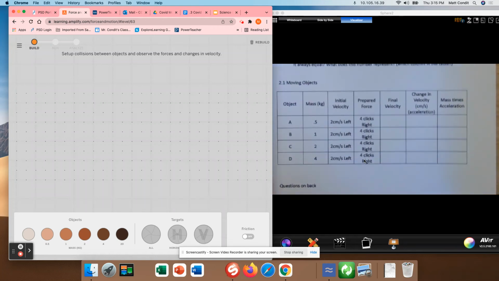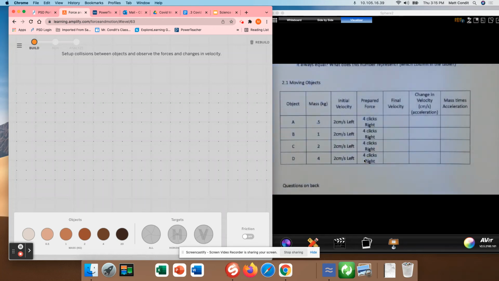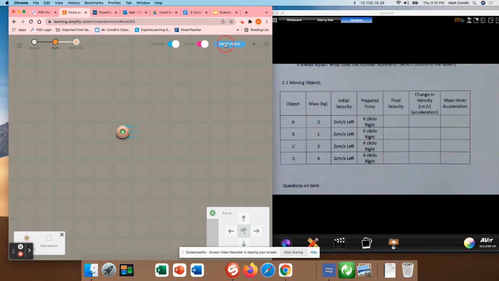And the second table looks very much like the first table. The only difference is the initial velocities: these are moving. That's why it says moving objects. So now we need to make it go 2 centimeters a second to the left. So I would just have to get out my 0.5. I would have to make it go 2 centimeters to the left. Notice that I'm applying the same force as last time, which is 4 clicks to the right. I run it. I prepare a force. 1, 2, 3, 4. You guys should know how to do this pretty easily by now.